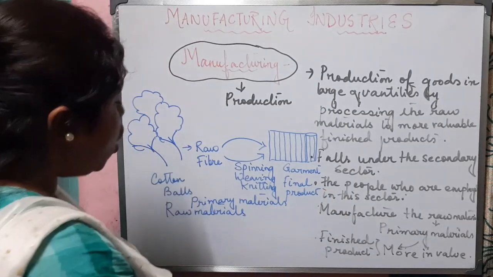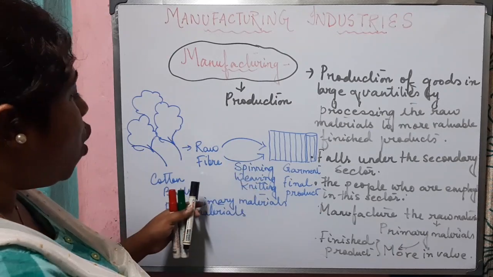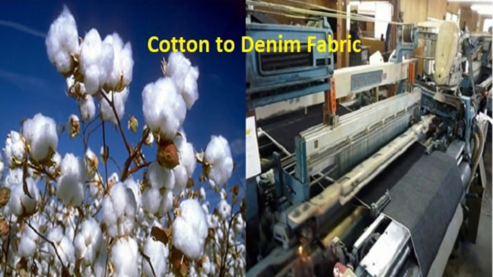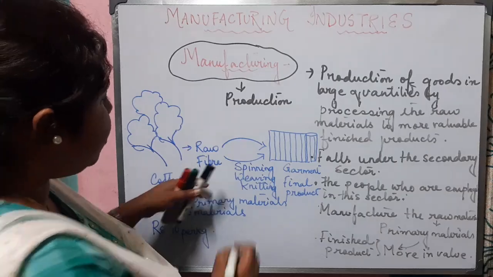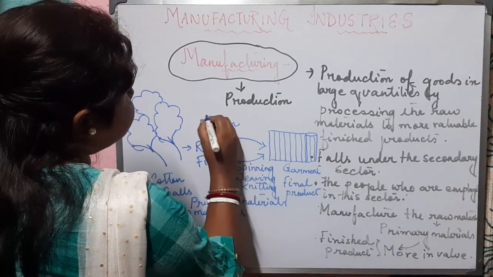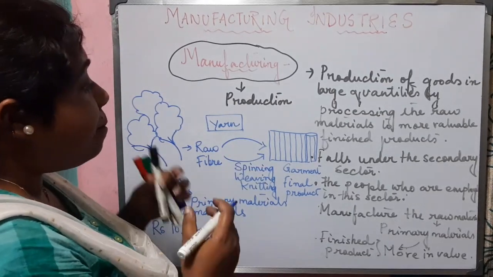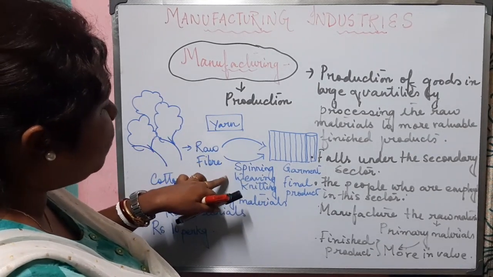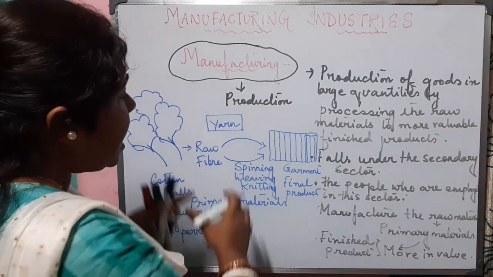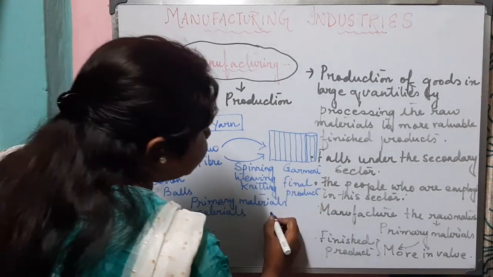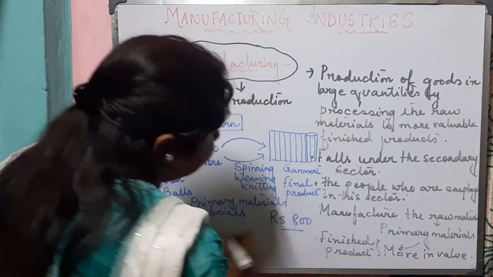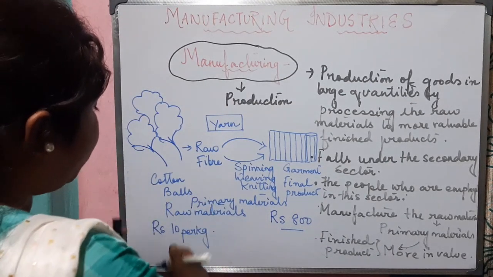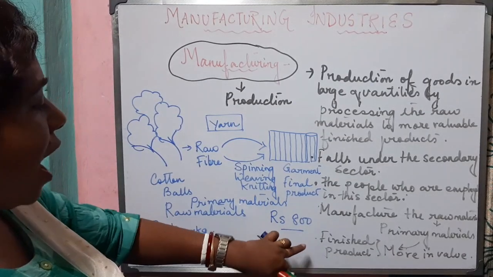Now we will see that with each stage of production, the value of the product is increasing. For example, that the cotton balls were brought at rupees 10 per kg, from which we obtained the raw fiber and we got the yarn, which is much more valuable and much more useful. Now the yarn has to pass through these processes of spinning, weaving, knitting, dyeing and other processes, and then we obtain the garment which is sold for rupees 800. So we can see how with each stage the value of the product is increasing.